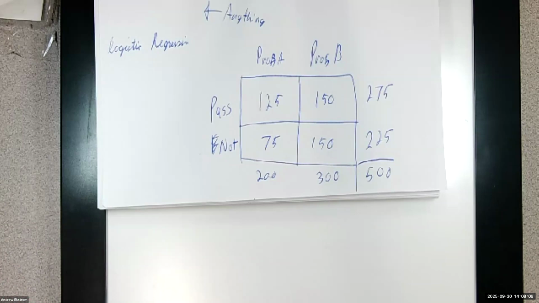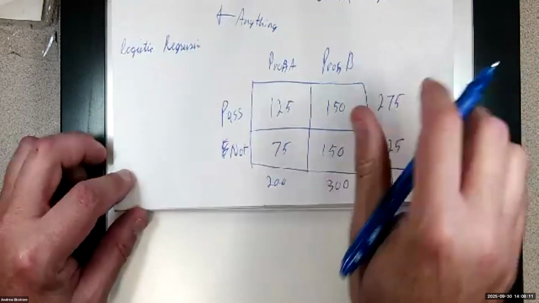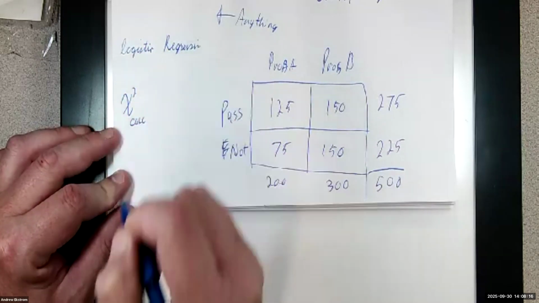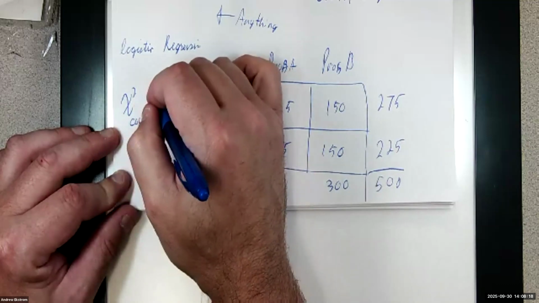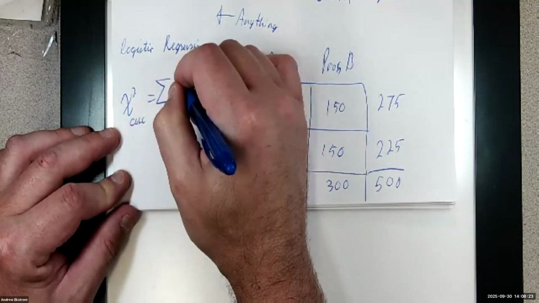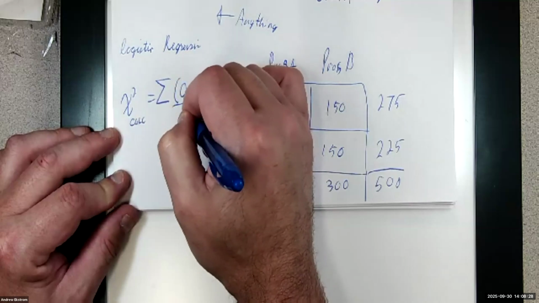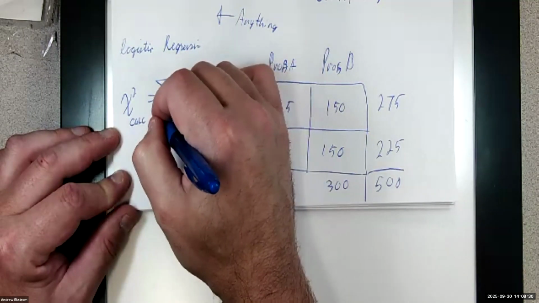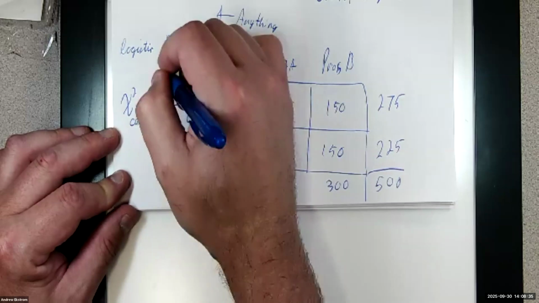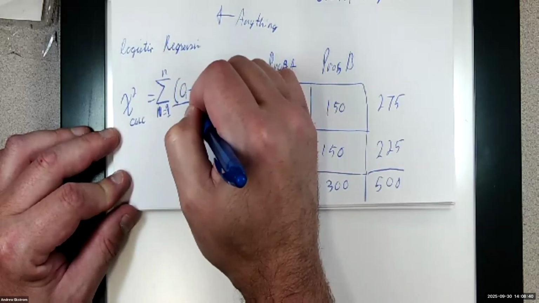And basically what we're looking for when we do these chi-square tests, and I'm going to say this is chi-squared calculated, so this is based upon the data, we look at the summation of observed minus expected squared divided by expected, and this goes for i equals 1 to n. So these are going to be i's out here.